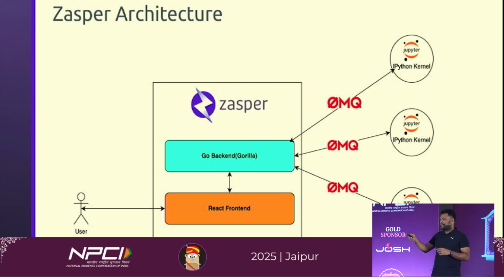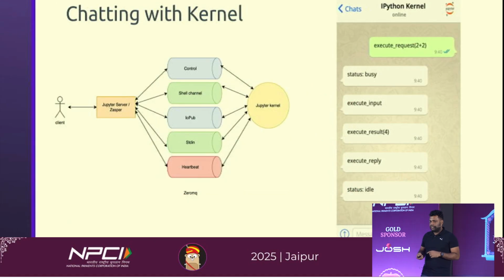This diagram shows how it works. In the center, you can see there's a Go backend with a React frontend. The user interacts with the React frontend, the message goes to the Go backend, and the communication happens with the Python kernel. Jasper is in a separate process, and the Python kernels are in a separate process. These two processes communicate via ZeroMQ.